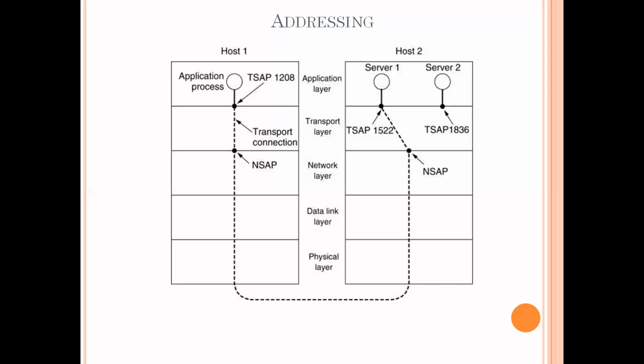From that, it is passed to the network service access point. From that, it goes to the data link layer addressing. Similarly, at host 2, it receives the address from the data link layer to the network layer. The network layer considers the server 1 address 1522 and connects to server 1, where you are communicating between the host 1 application process and the server 1 application process.